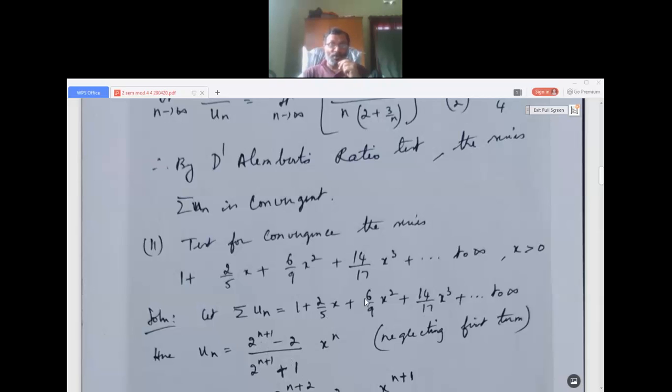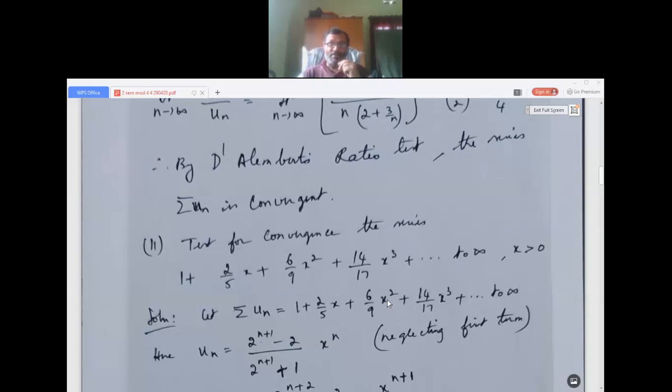Okay, then if you want this, the first term you keep as it is. Put here n equals 2. If you put n equals 2, 2 plus 1 is 3. So 2 power 3 is 8. 8 minus 2 is 6. So 2 power 3 is 8. 8 plus 1 is 9. And n is 2. See, x power, you get this.